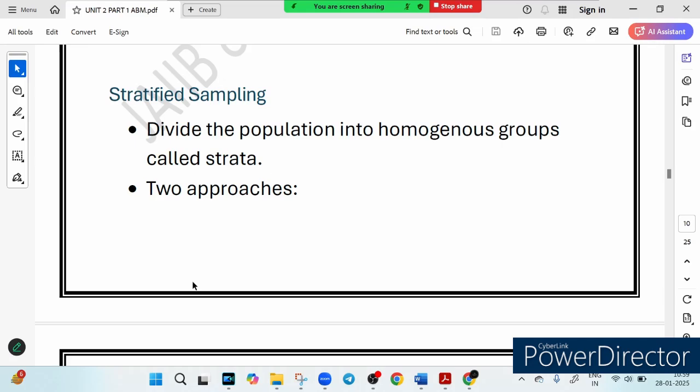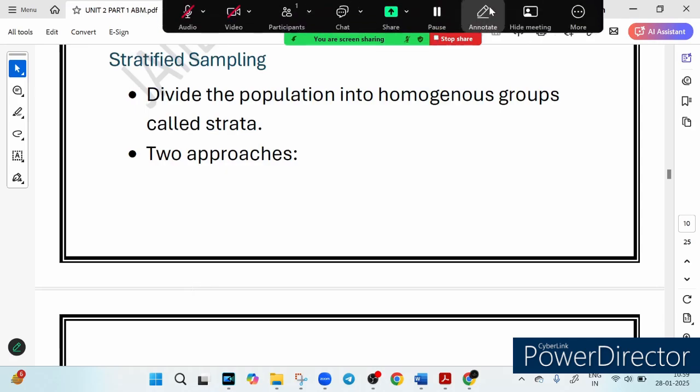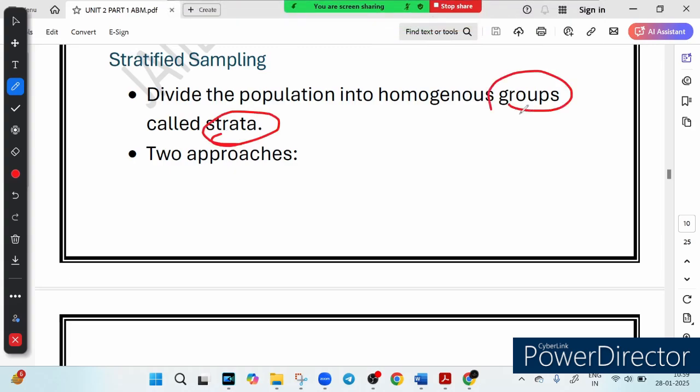So imagine you have a population divided into different groups. These groups are called strata. Simply remember, what is a strata? A strata means groups, right? They can be anything from age groups to socio-economic classes, like young adults, senior citizens, or people from different income brackets.